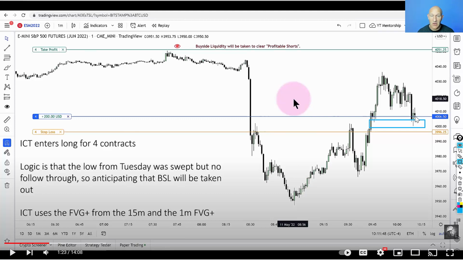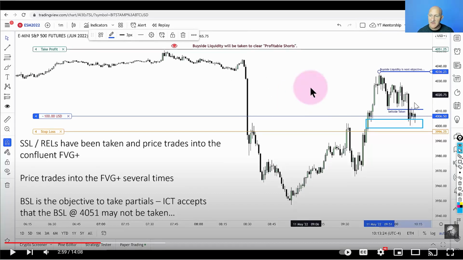So he goes long with 4 contracts here, and he's using the upper bound of that fair value gap as his limit. So we have that confluence between the bullish fair value gap, not only on the 1-minute chart, but also on that 15-minute chart as well. So we can see as the market reacts, we trade up into these imbalances here and the market trades back down. You can see these relative equal lows. The sell side liquidity is created here. You can see the market trades through that.